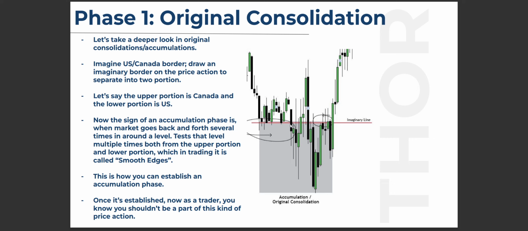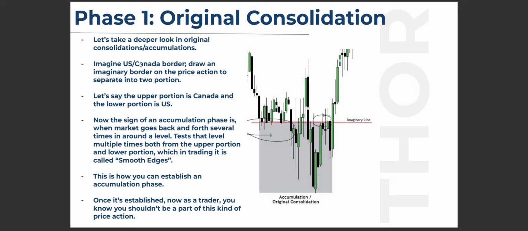Now, if you look at the price action that I circled here, price comes there several times, 5 or 6 times, respects that level with bodies, smooth edges, right? And rejects it several times. And on the other side, on the right hand side, the same thing from the downside from the US now, it's testing from below and rejects that level, so it acts as a resistance and respects with the bodies, creating smooth edges. Okay, now you can consider this price action as your original consolidation.